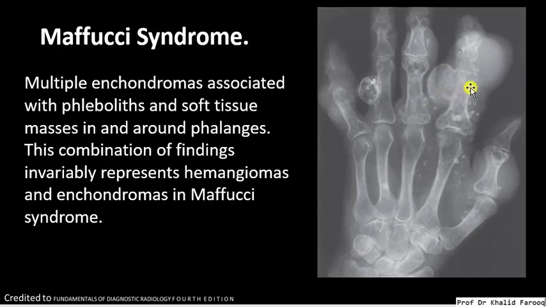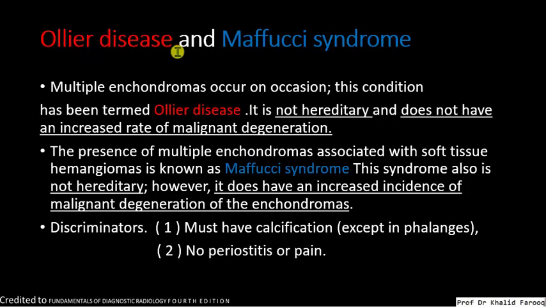Multiple expansile lytic areas are noted in the phalanges, surrounded by soft tissue masses and scattered areas of tiny calcific foci suggesting phleboliths. So these surrounding soft tissue density areas represent hemangiomas containing phleboliths, and the lytic lesions in the bones represent enchondromas. In Ollier's disease and Maffucci syndrome, multiple enchondromas occur.